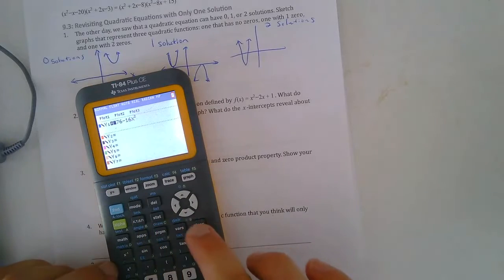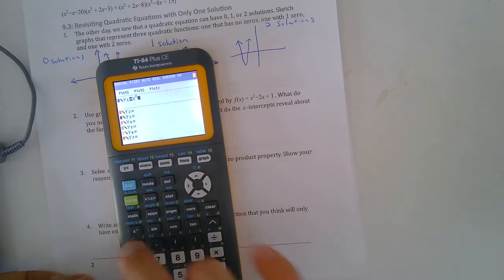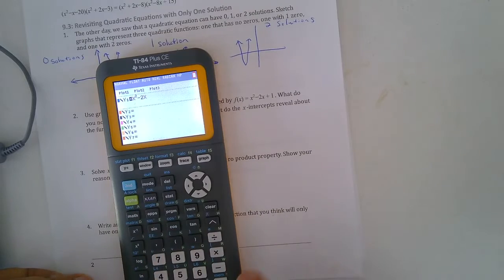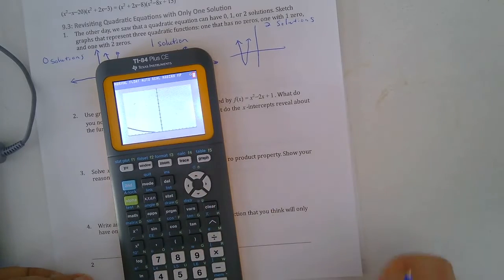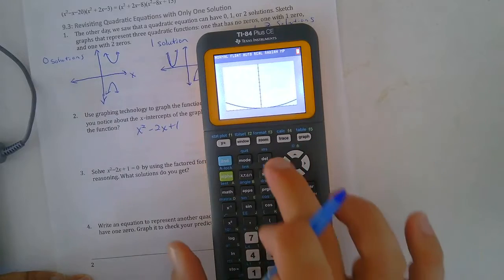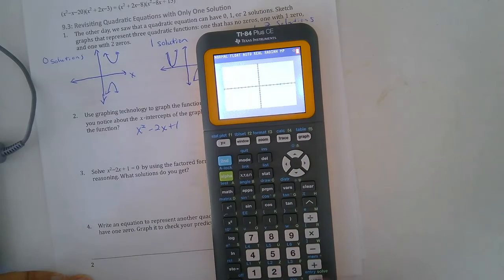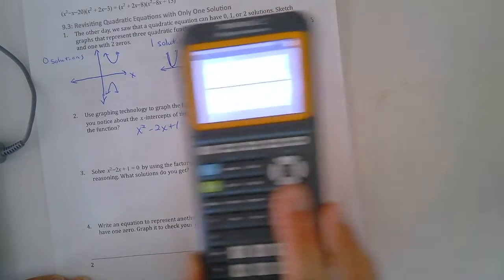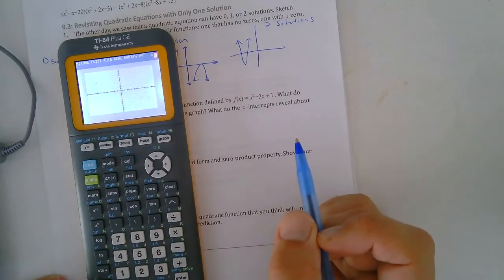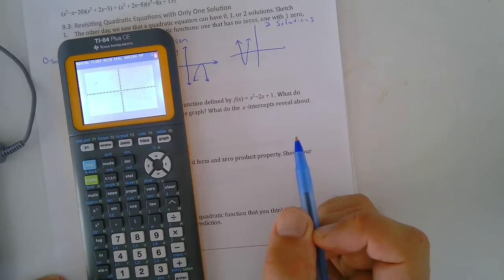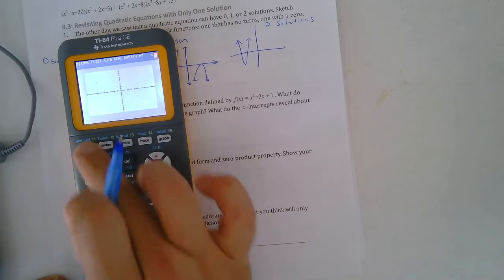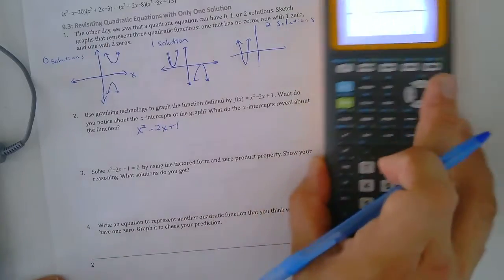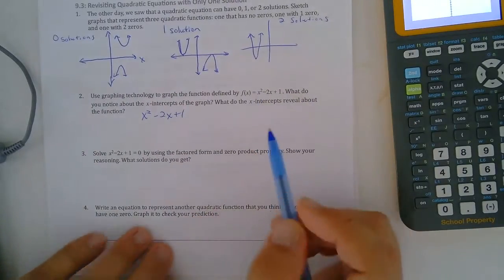So now we're going to use graphing technology to graph x squared minus 2x plus 1. So I'm going to press y equals x squared minus 2x plus 1. Graph that. I'm going to press zoom 6. So this, I think it's running out of things there.